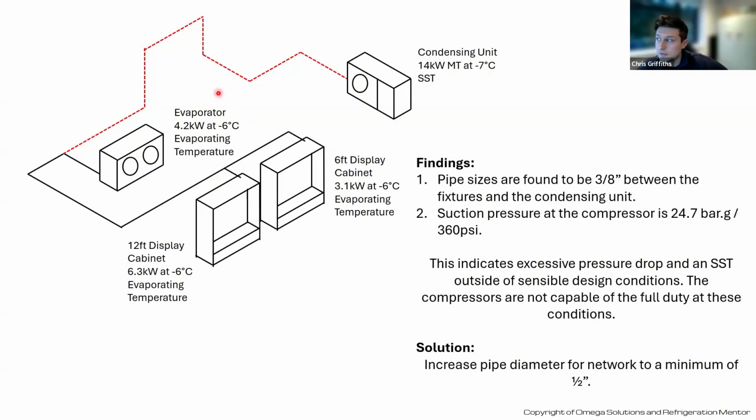Another way to check if that's too small or too low is we could go actually measure our suction pressure of the compressor and check it's, say, 24.7 bar gauge or 360 psi. Well, if we know what evaporating pressure is at our evaporators, and we can compare that to the difference, if it's drastically lower, then it probably is a restriction. I say a restriction, undersized pipe, because we're now getting excessive pressure drop.